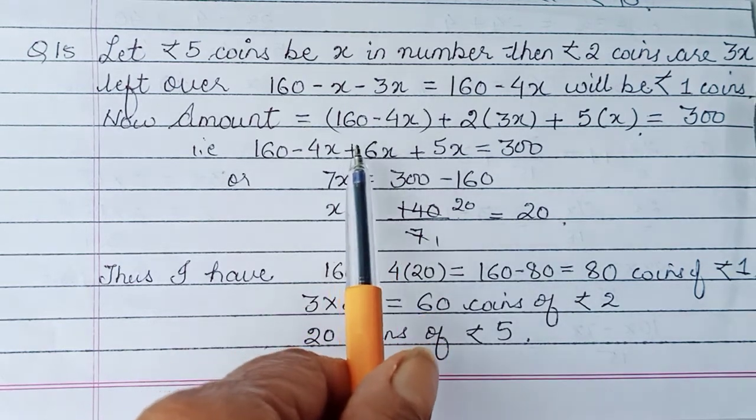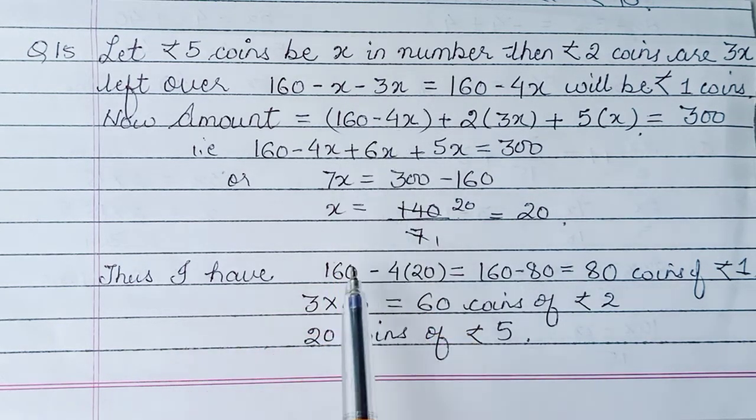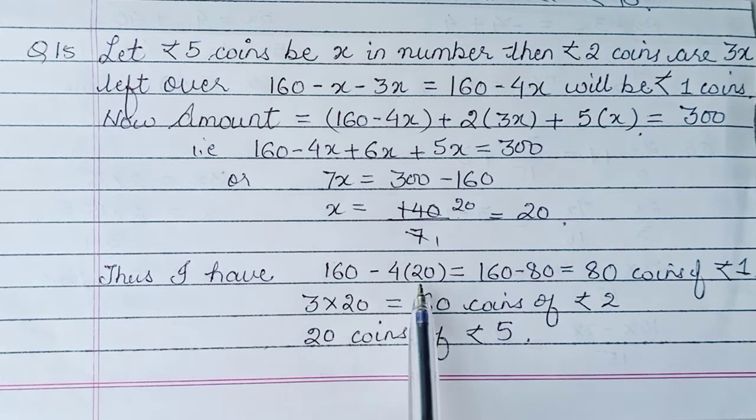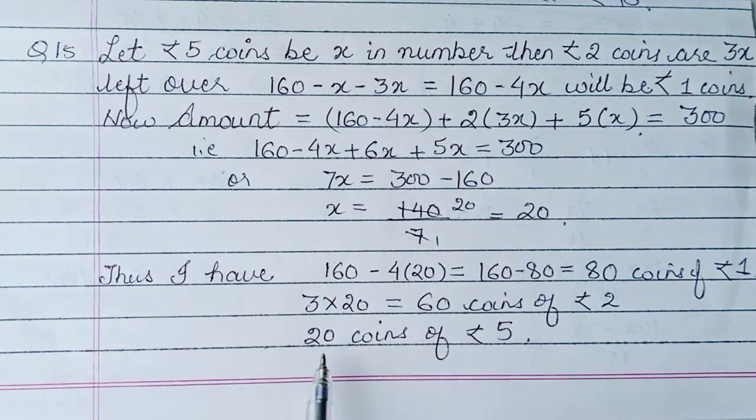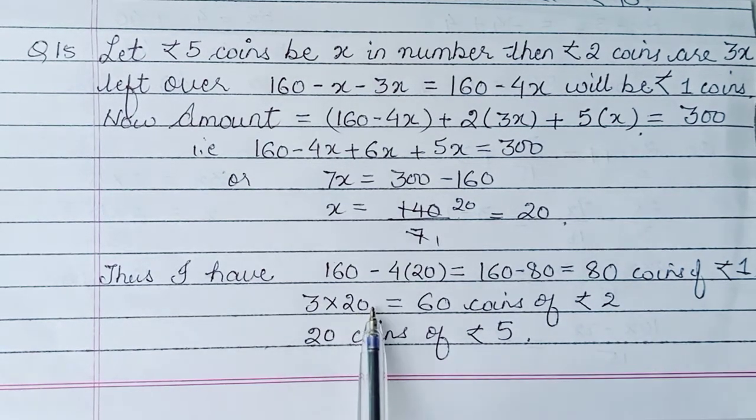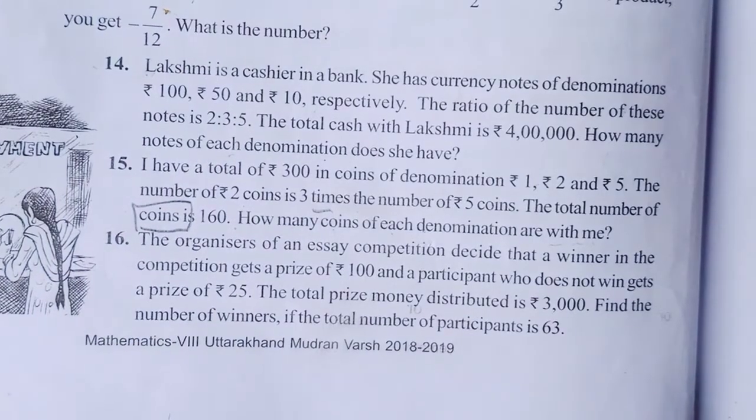Rupee 1 coins we had represented as the number 160 minus 4x. So 160 minus 4 into x, which has been taken out as 20. So 160 minus 4 into 20, that's 80. 160 minus 80, that's 80. Alright, then rupee 2 coins we said were 3 times x. So 3 into 20, that is 60 coins of rupee 2, and x, that is 20 of rupees 5. The last question there, children.